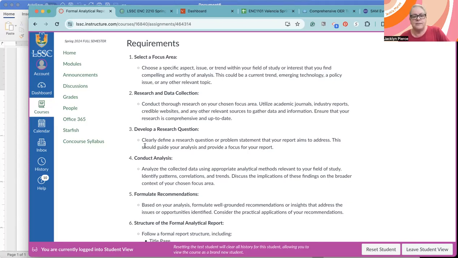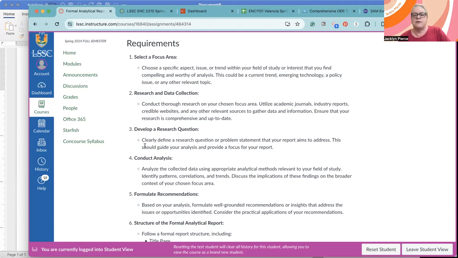Analyzing, of course, the data, using appropriate analytical methods relevant to your field of study. Again, if this was out in the real world, you might be doing lab experiments. This is not that kind of a report, but you are going to be reading a lot and looking at things. You can also look at videos. There's all kinds of things that you can do with that.